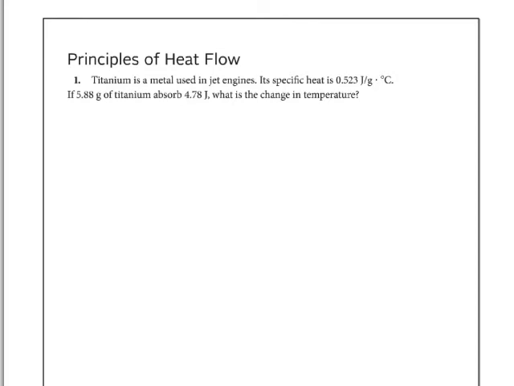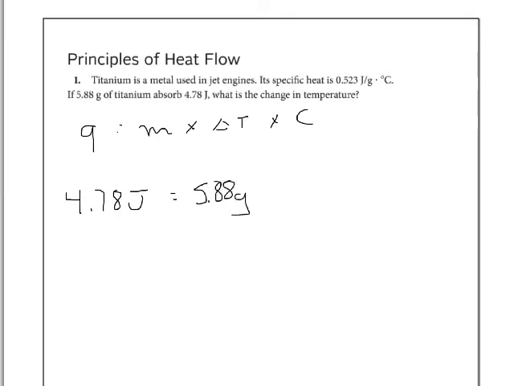Here's another problem that uses the same basic relationship. So we've got Q is equal to mass times delta T times the specific heat. So we are told that the titanium is going to absorb 4.78 joules, and the mass of the titanium is 5.88 grams. And we'll just solve for delta T, so we don't know that yet, delta T.